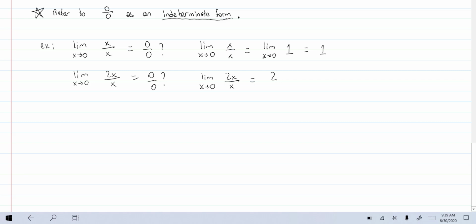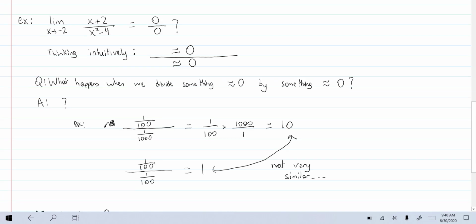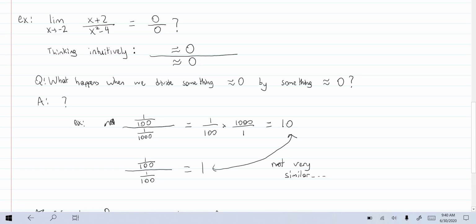So what this kind of shows you is that if you do get 0 over 0 in a limit, then really the actual answer could be anything. All right, so again, that's why we call it an indeterminate form, because you can't determine the answer just from seeing that you get 0 over 0. So I just want to wrap up this video, and then in the next video, we're going to work through this example here, plus a couple other examples as well, right?